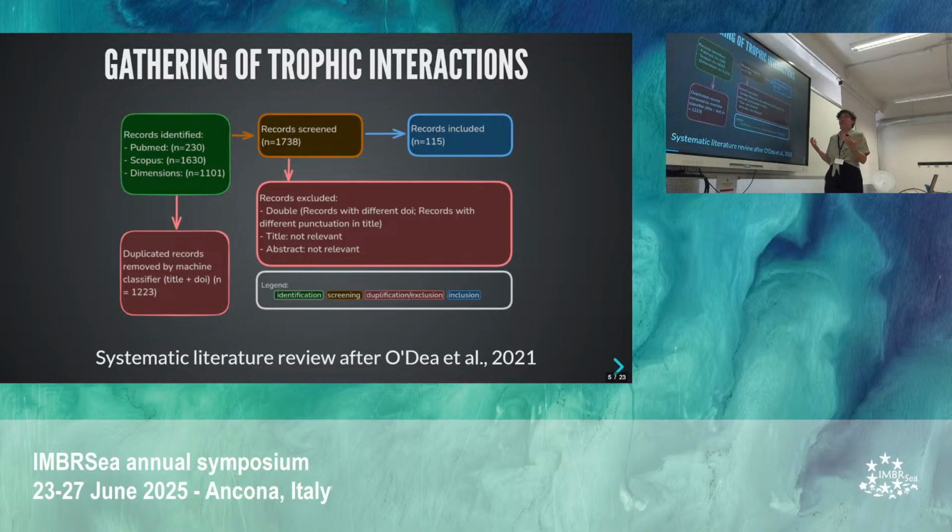How did I get the interactions? I followed a systematic literature review with the approach of O'Dea et al. That means I defined a search term and put it into 3 scientific search engines: PubMed, Scopus, and Dimensions. Then I filtered for duplicates in the DOI and title combination and removed them. That left me with 1,738 papers to screen through the titles, and if they sounded interesting, the abstracts as well. In the end, we used 115 papers that contained information about stomach content, observations, or fecal pellets that gave us the information about who eats whom.